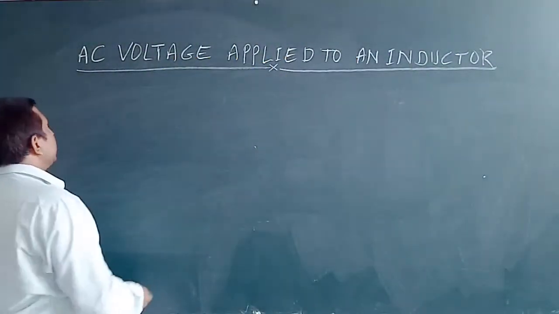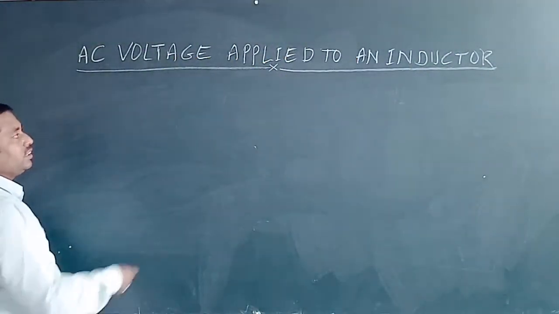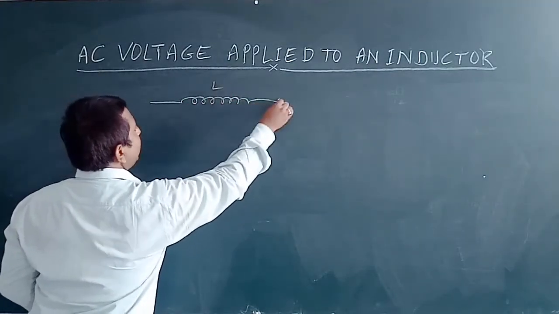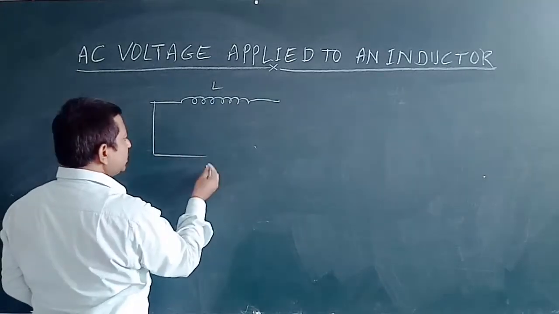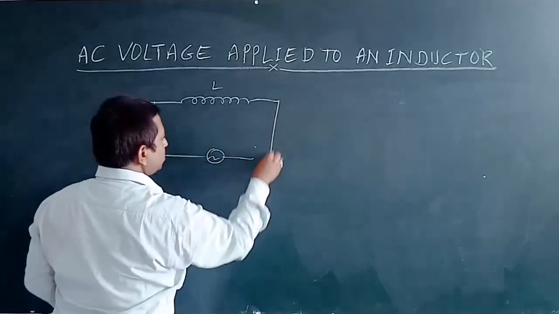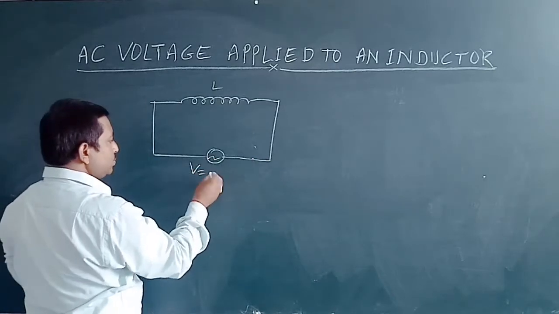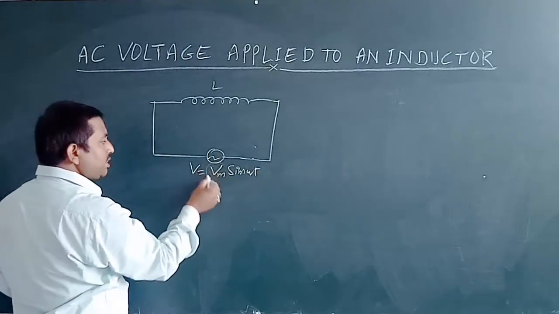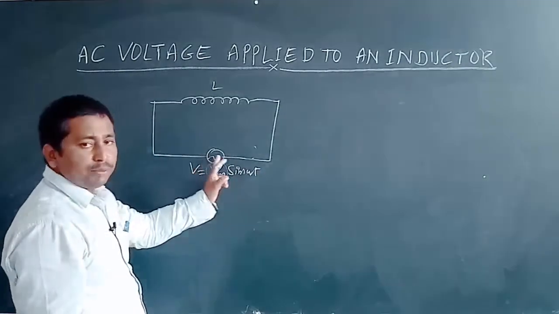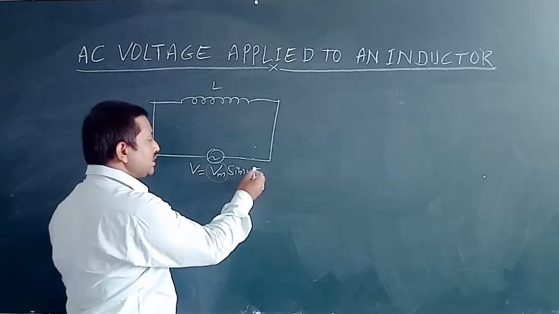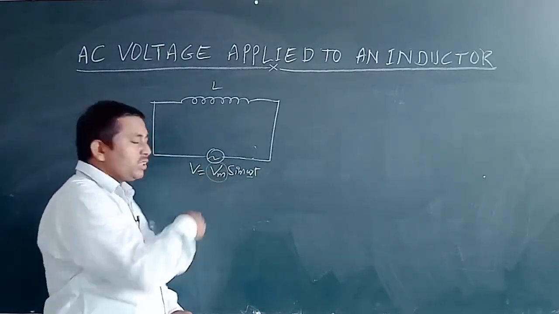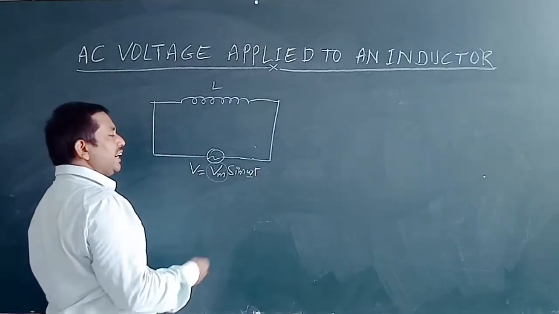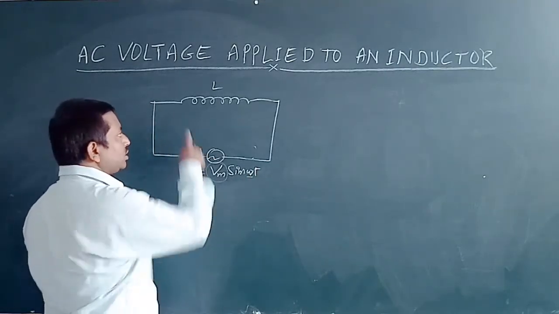Students, let us start our discussion about AC voltage applied to an inductor. Let us assume that there is an inductor of inductance L connected to an AC voltage source of potential V, and this potential can be written in the form Vm sin omega t, where Vm is the maximum potential of this AC voltage source, omega is the angular frequency by which the AC voltage source changes its polarity with respect to time, and t is the time at an instant of time when the potential is V across this.